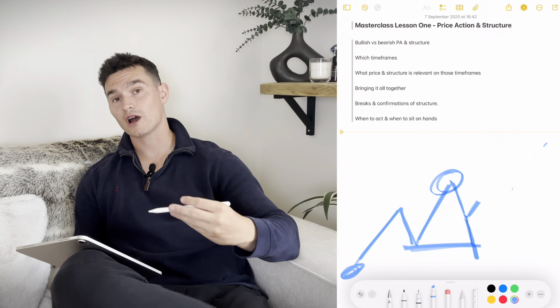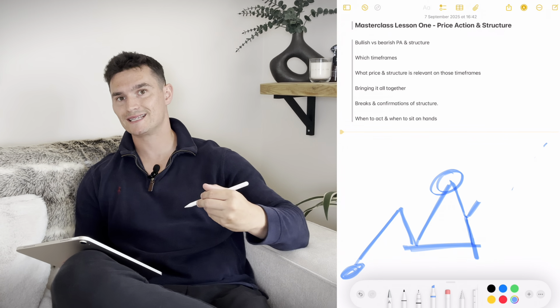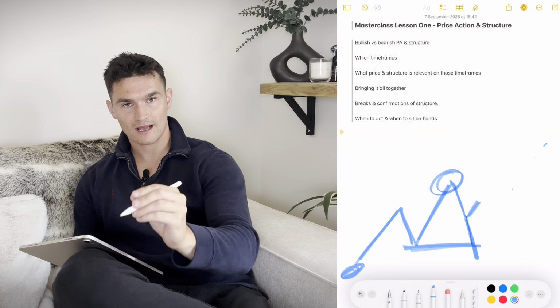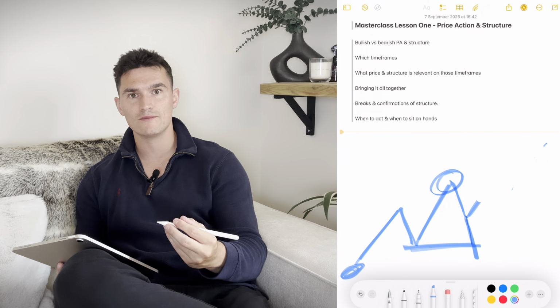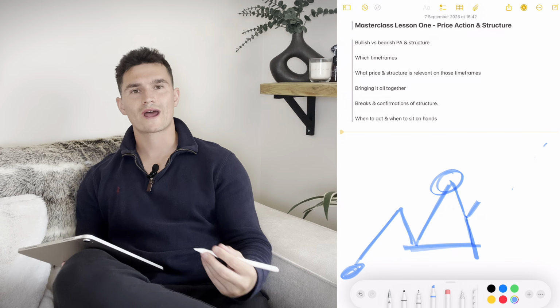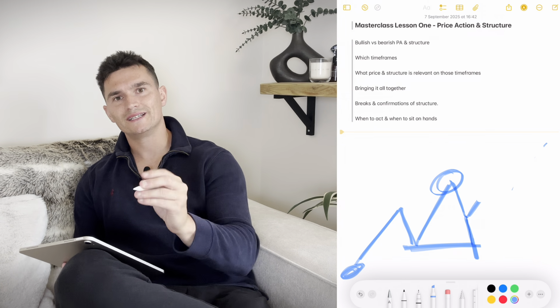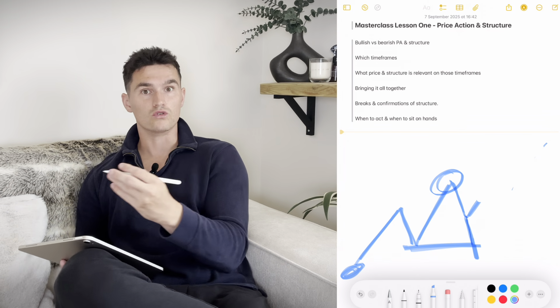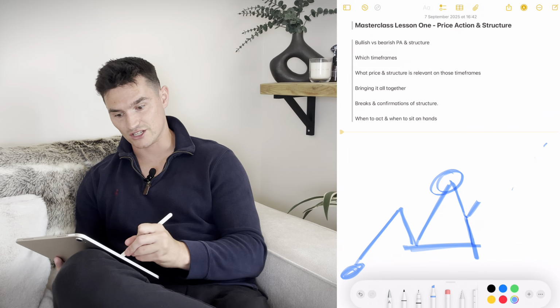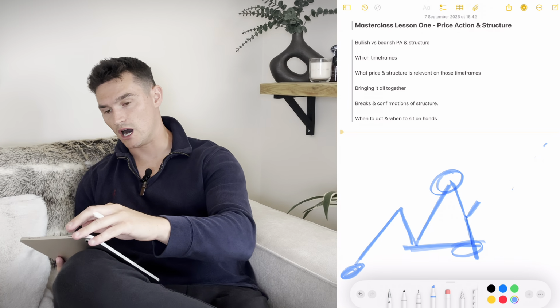Wicks have shown where price has been and price has traded, but where that body closes at that 4-hour interval on that 4-hour time frame, or the daily interval, or the 1-hour interval, that body close is what's important and tells us the confirmation or the break of the structure, if obviously it's trading around that prior higher low.